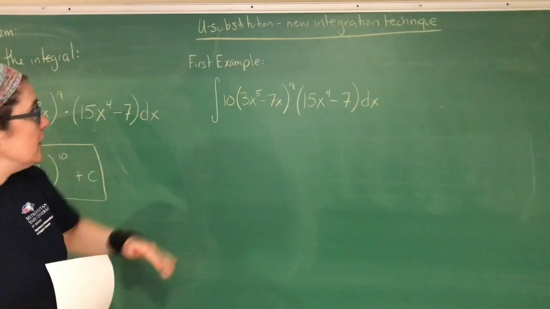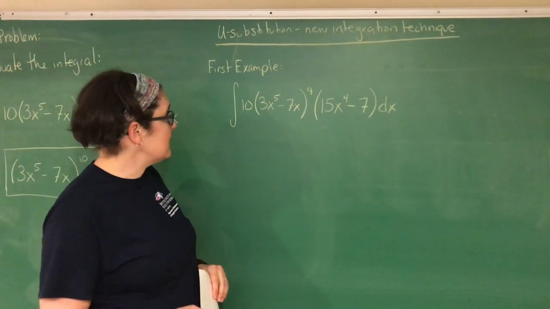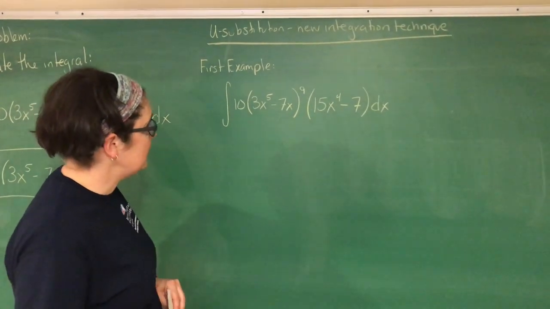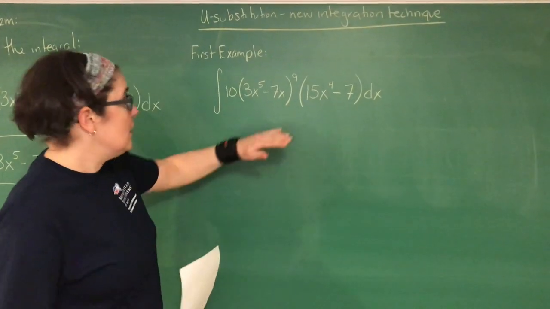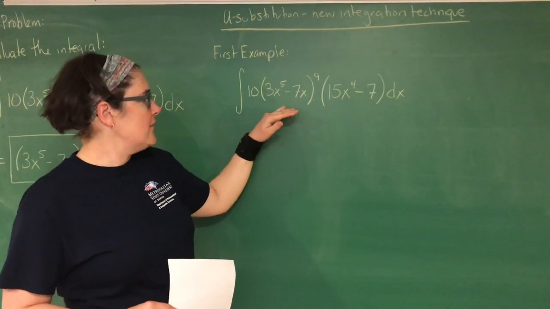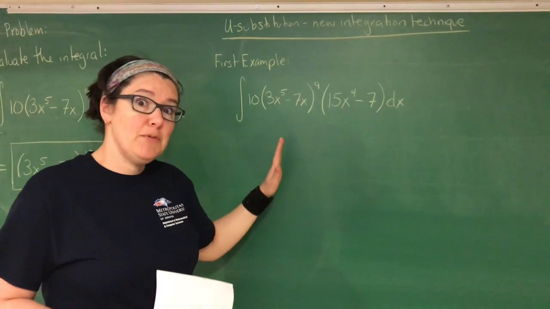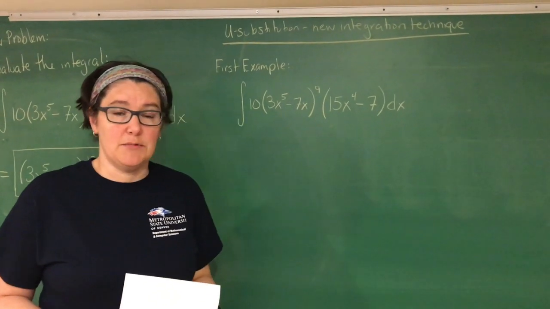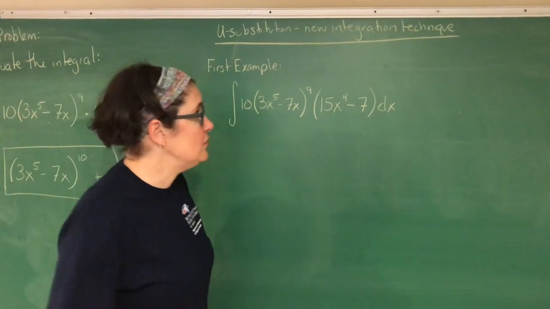Okay, so in our first example we have the integral of 10 times (3x to the fifth minus 7x) raised to the ninth times (15x to the fourth minus 7) dx. When I start to see a bunch of fancy things all multiplied together, maybe fancy things raised to powers, my thought is maybe I should try this new technique of U substitution. The first step in doing a U substitution is to choose U.